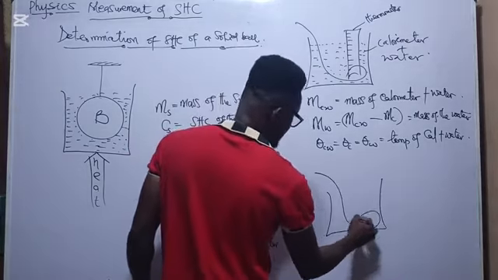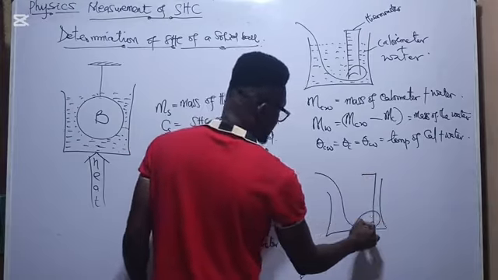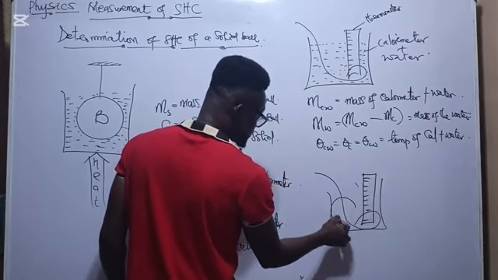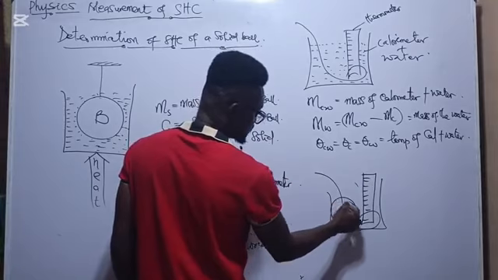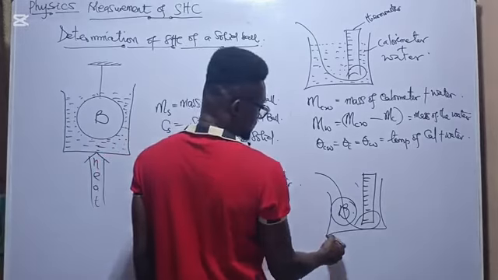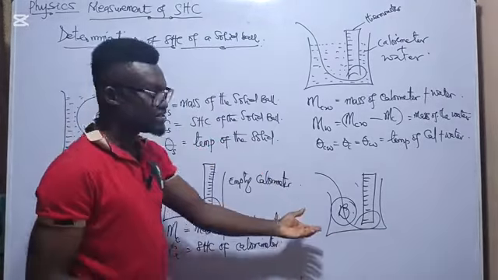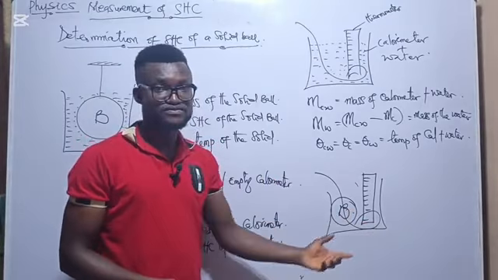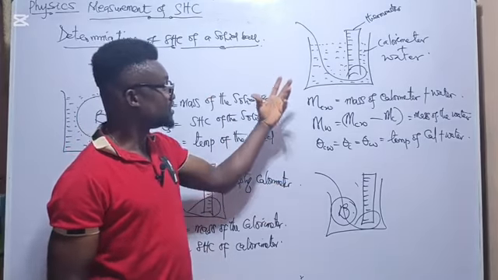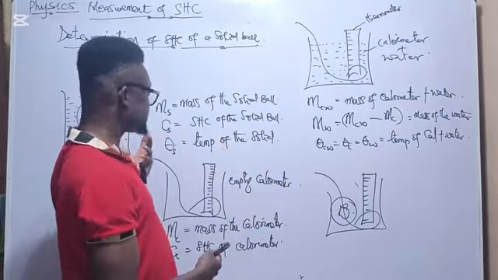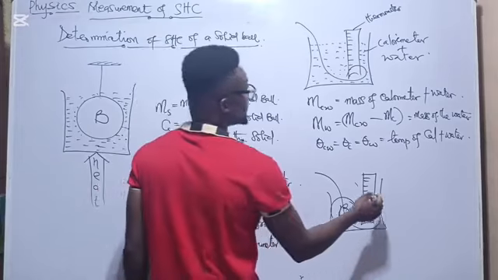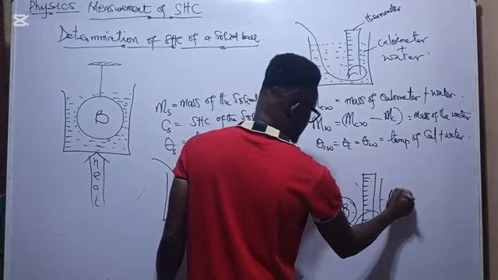You have the stirrer, you have the thermometer, then you have the solid. This is the solid ball. So in this very case, you need to get the mass of the mixture. Of course, the mass of the mixture will now contain the calorimeter, the water, and the solid. So at this point, we have the mixture.